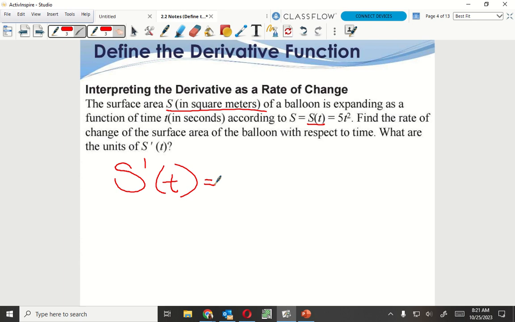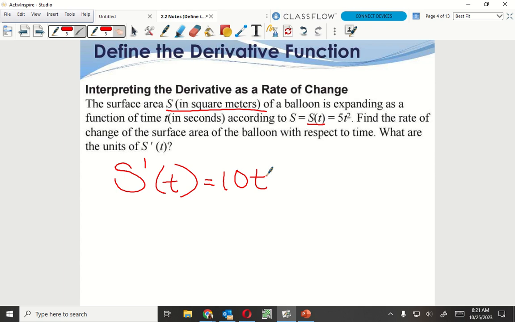So, let's take the derivative. 5t squared, so that's going to give me what? What are you going to do with the 5 out front? Multiply by 2, very good, so that's going to give you 10t, right? Just 10t, no t squared? Yes, good, that's it. So it's going to be 10t.